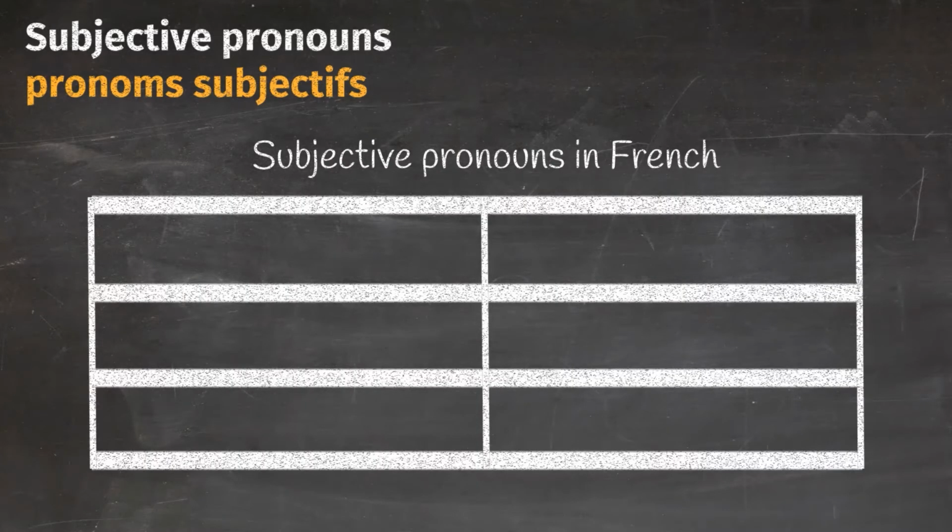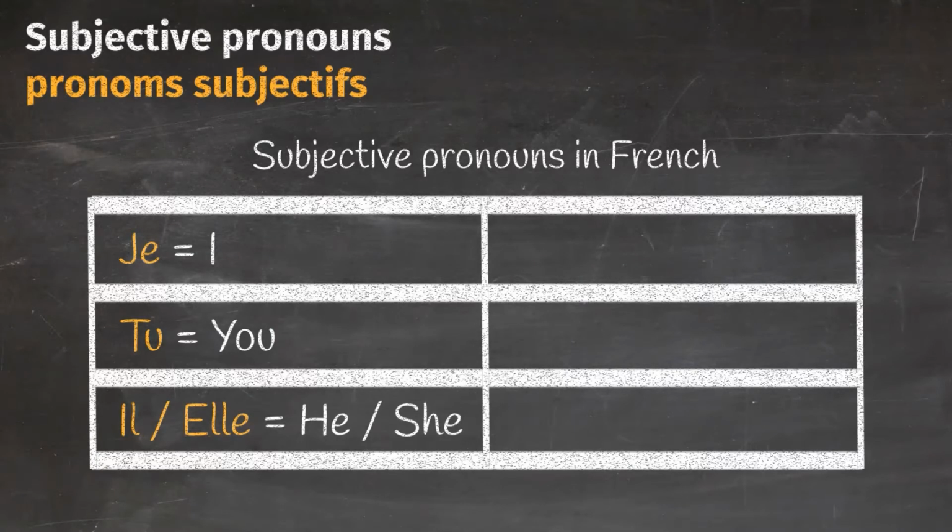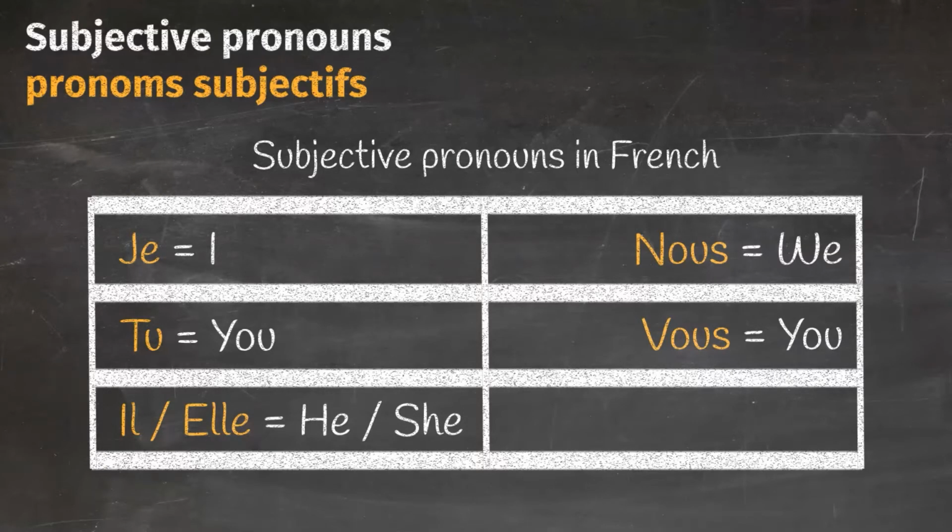Let's start. Je, tu, il, elle, nous, vous, ils, elles. Alright, I got it, but actually these two are not 100% clear for me.